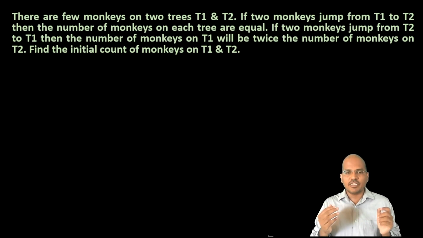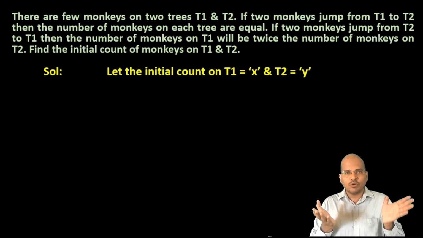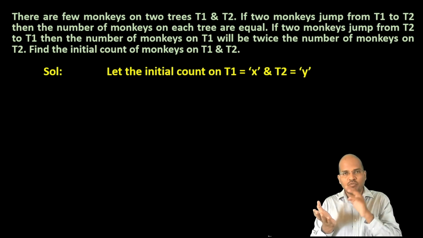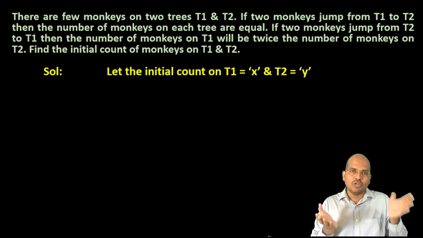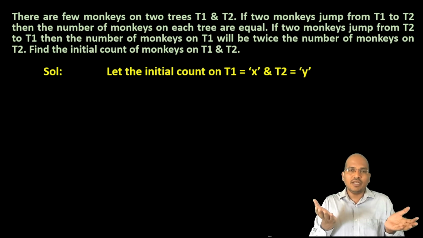Now the first story says, let the initial count of monkeys be x and y on T1, T2. The first line is important. It says if two monkeys jump from T1 to T2. So if there are x monkeys on T1, if two monkeys move from T1 to T2, we should reduce two monkeys here. So it becomes x minus 2. Now these two monkeys shifted to T2, so the count on T2 will increase by 2. So reduce 2 here, add 2 here, then check the count.